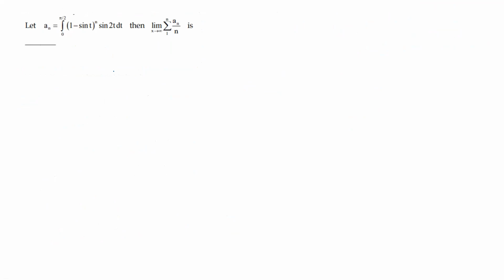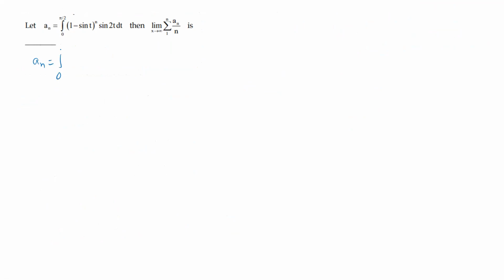Next, the last one. An is the integral from 0 to pi by 2 of (1 minus sin t) whole power n, sin 2t dt. Then we need to find the limit as n extends to infinity of the summation from 1 to n of an by n. Directly, first we need to integrate this.